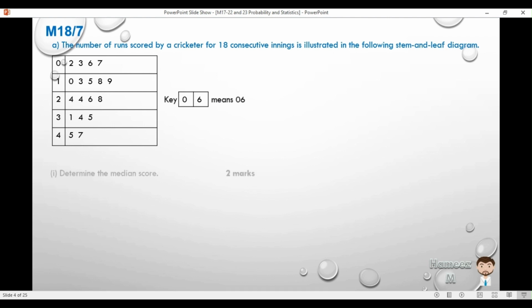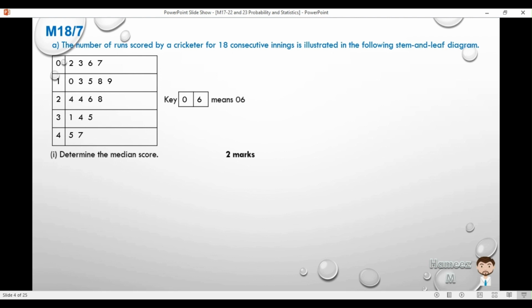So let's now look at part 1. Determine the median score. Let's recall that we have 18 values. If we want to find the median, first of all, it must be in either ascending or descending order, and that is given by the stem and leaf diagram already. Secondly, because 18 is an even number, we are going to end up with two numbers in the middle: half of 18 is 9, so the ninth term and the 10th term.